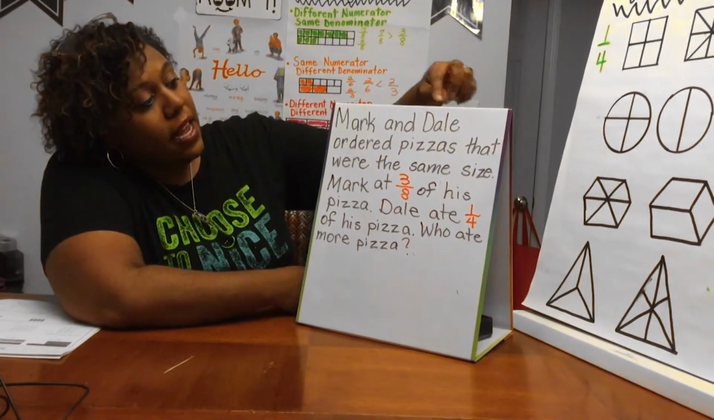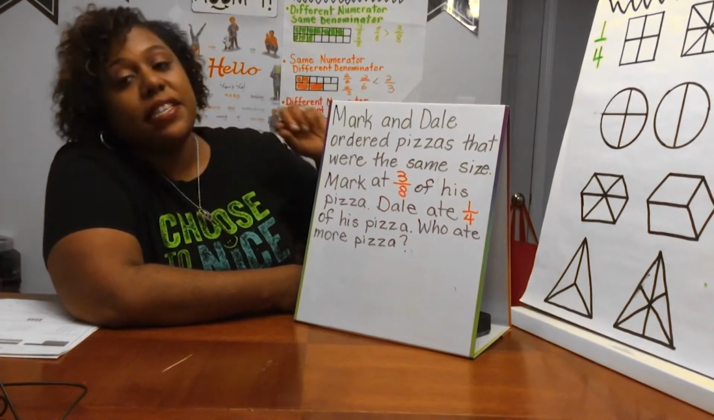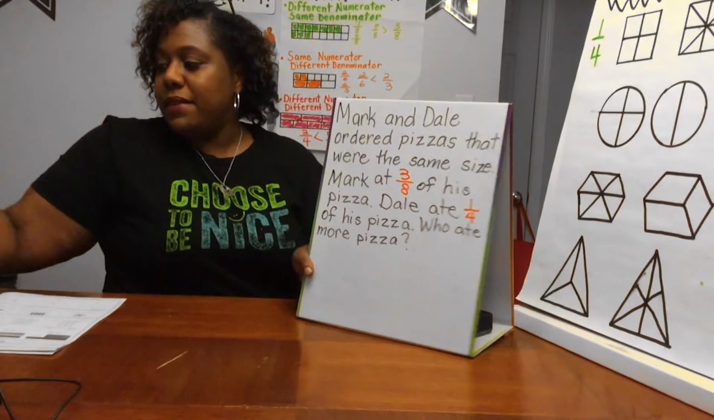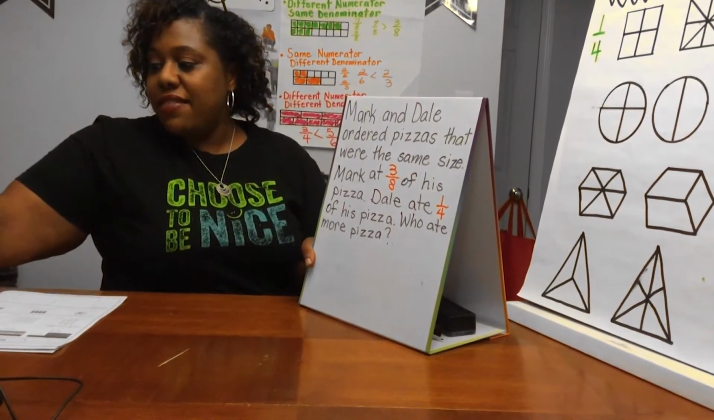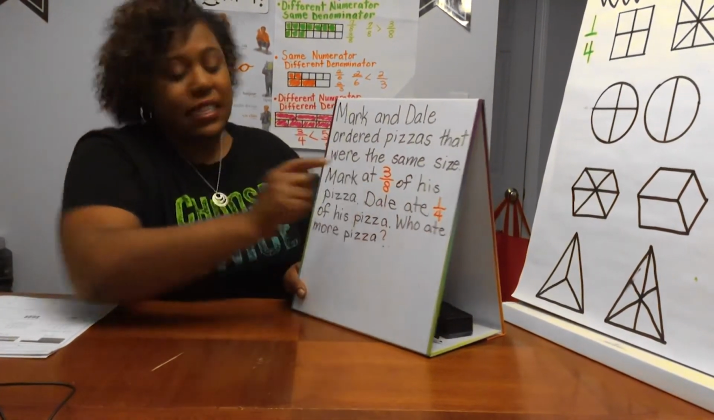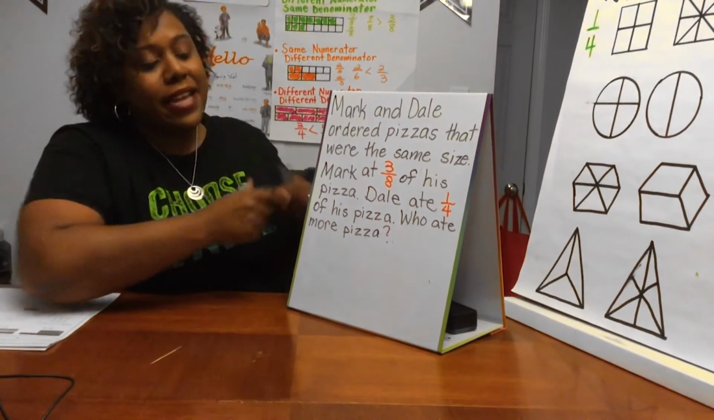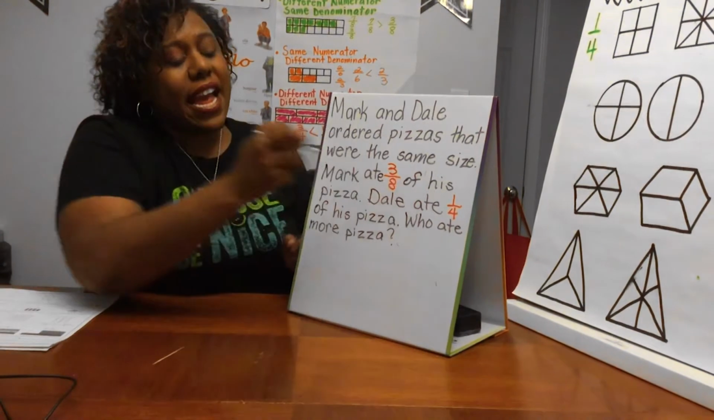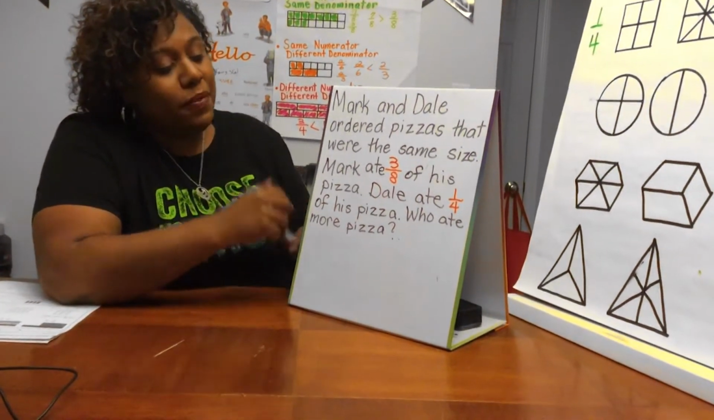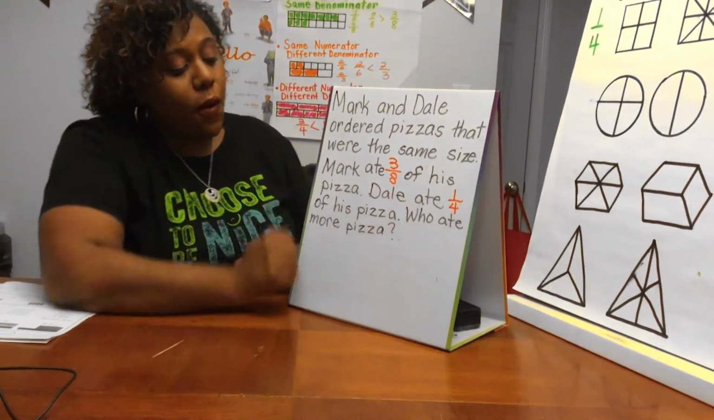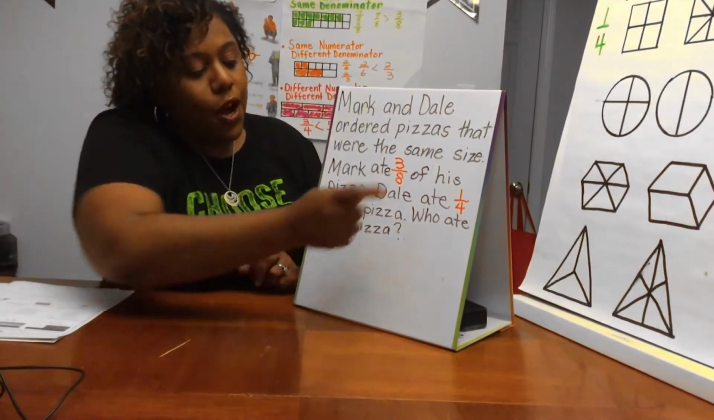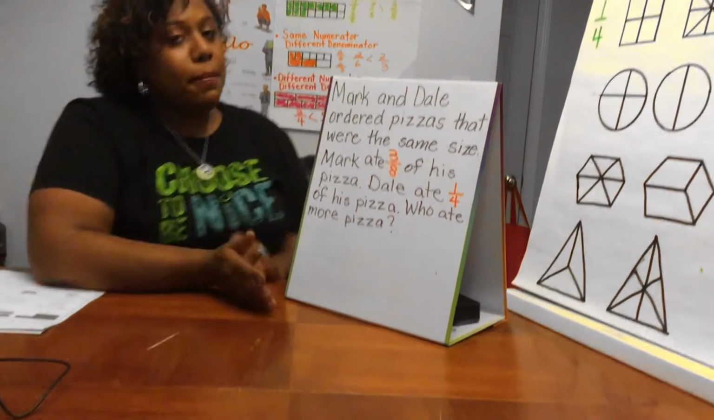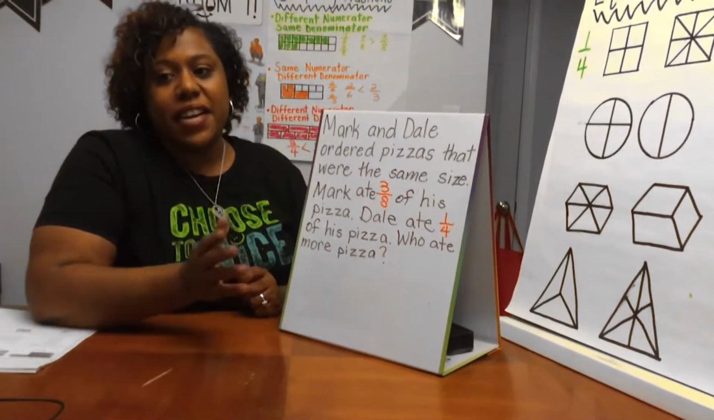Mark and Dale ordered pizzas that were the same size. Mrs. Crawford made a mistake here. That should be Mark ate, not Mark at. So let's put an E on there. Mark ate 3/8 of his pizza. Dale ate 1/4 of his pizza. Who ate more pizza? Okay, so there's a couple of ways we could go about figuring this out, right?